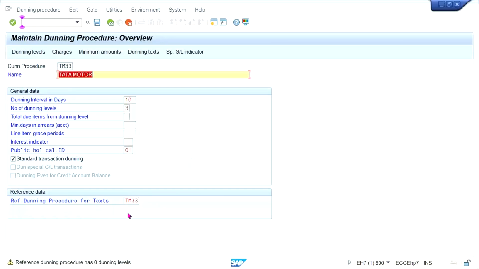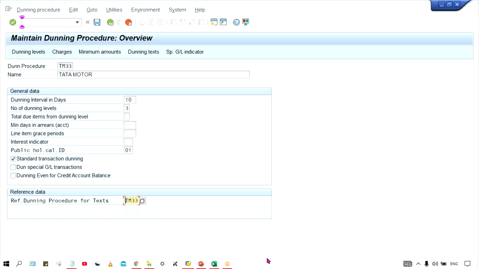So here, reference dunning procedure for text. What is this reference dunning procedure for text, guys? Generally we don't use this, but still, let's suppose for Tata Steel we have already defined a dunning procedure. Letter and everything is developed for dunning for Tata Steel and all. After running this dunning program, what will happen, guys? What is the outcome?